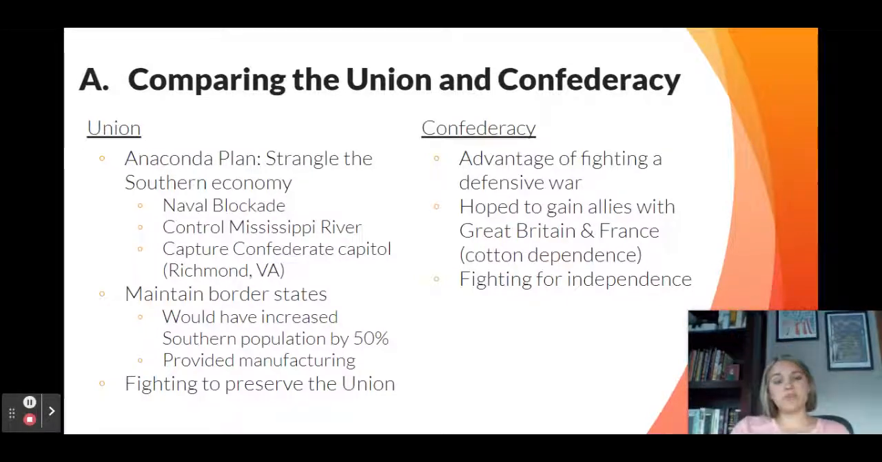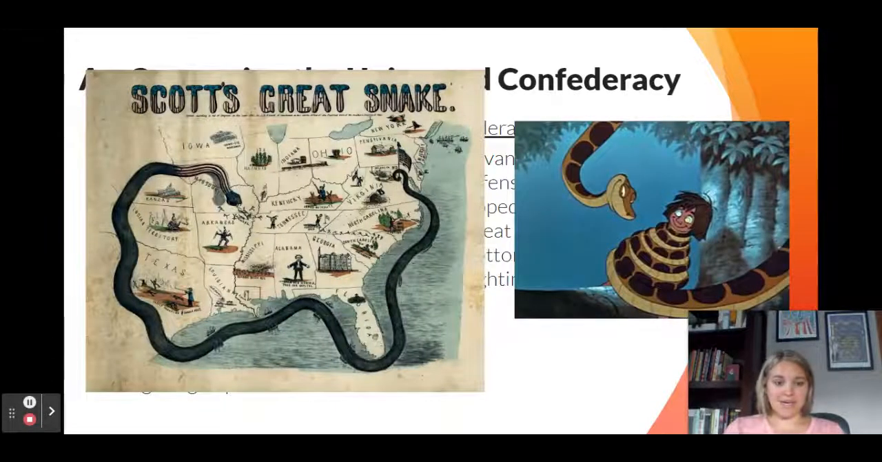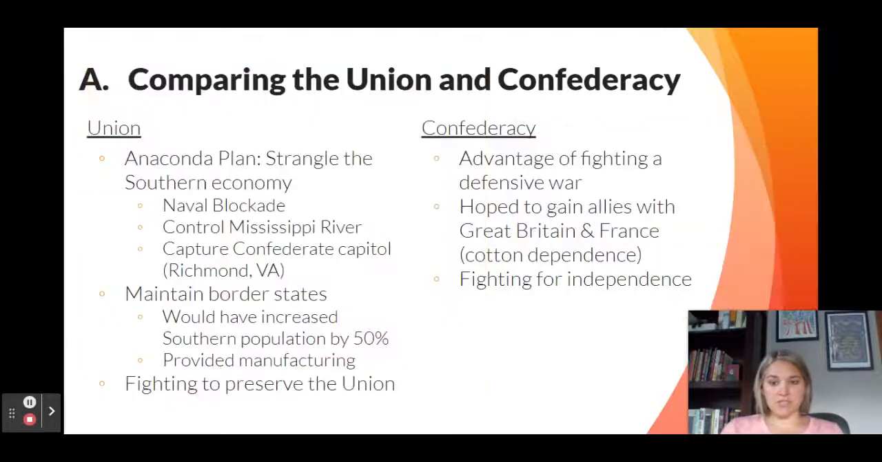So continuing to compare the Union and Confederacy, let's look at their plans. What was going on here, their strategies. The Union plan is called the Anaconda Plan, in which they want to strangle the Southern economy. So here is an image for you from the Jungle Book, and then also your primary source map here, where the Union plan was to strangle the Southern economy by creating a naval blockade around the Southern ports. So they would not be able to export primarily cotton, and in response, get weapons or other war materials necessary from European countries. So the Anaconda Plan included the naval blockade.